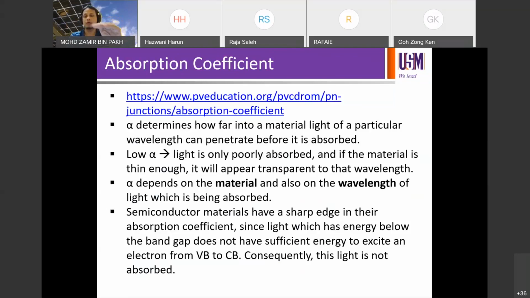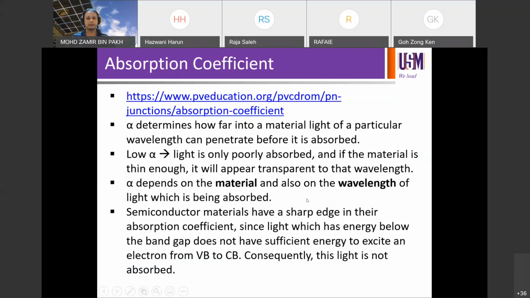So that means more light will be absorbed in the thicker silicon compared to thinner silicon, right? More light will be absorbed in the thicker silicon, even though they have the same alpha. So the volume will make the difference, right? Alpha depends on the material and also on the wavelength of the light being absorbed. Okay, we'll see later on as well.